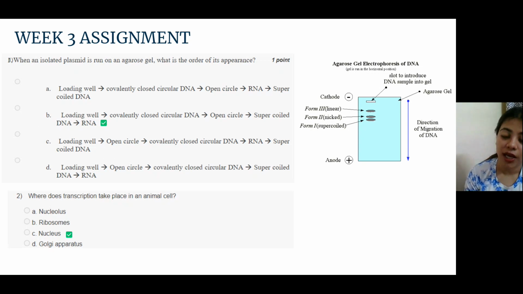This migration is better termed electrophoretic mobility. Mobility means movement, and electrophoretic mobility is the term used because there is an electric current responsible for this movement. Now, for any molecule to migrate in the presence of an electric current, there are two major factors, apart from other secondary factors, which determine how its mobility will progress. The first one is the charge. The second one is its conformation or size.